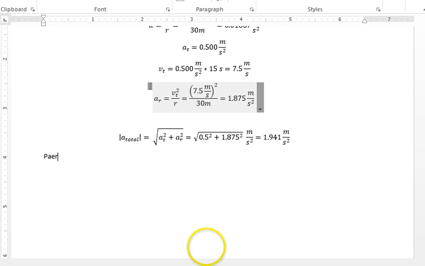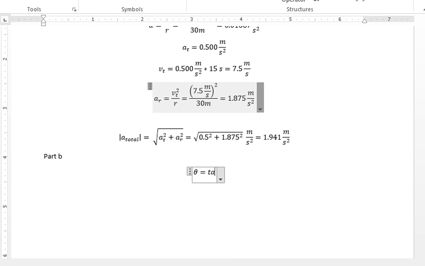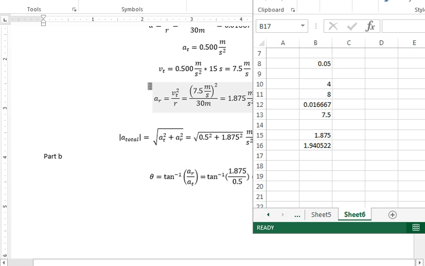So in part B, theta is inverse tangent of a radial divided by a tangential. That equals inverse tangent of 1.875 divided by 0.5. Arc tan of 1.875 divided by 0.5.